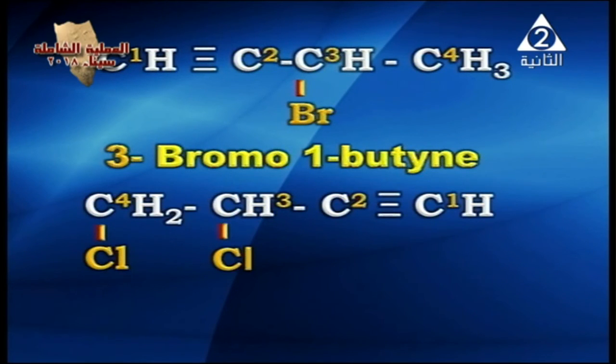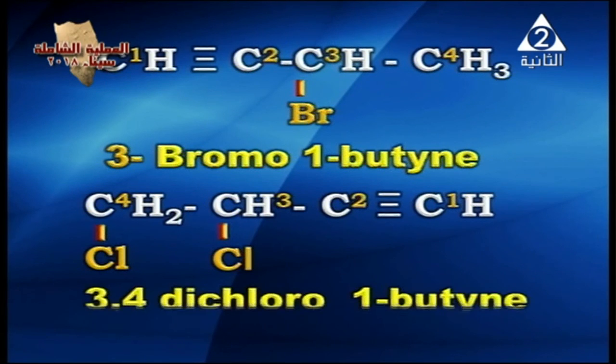Next molecule, as shown on the screen, numbering of carbon atoms starts from the nearest carbon to the triple bond, so its name will be 3,4-dichloro-1-butyne.